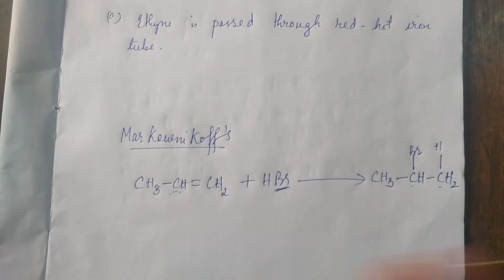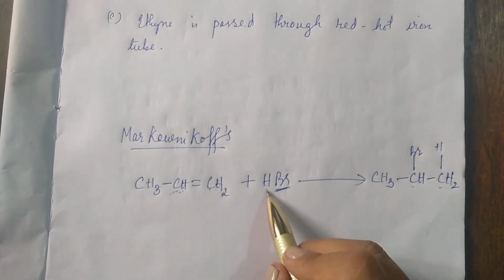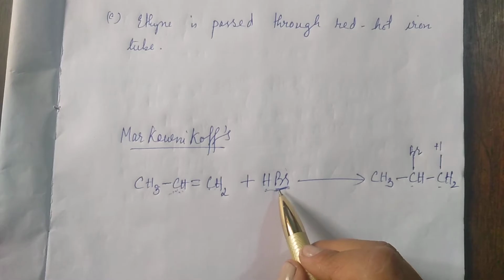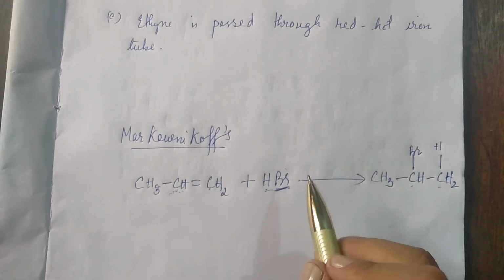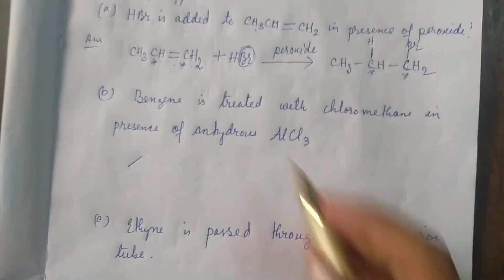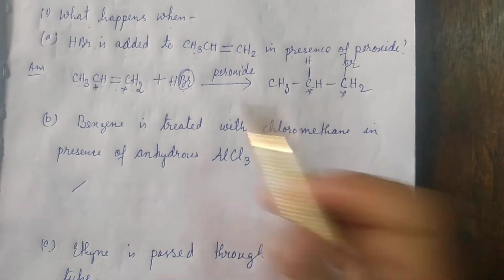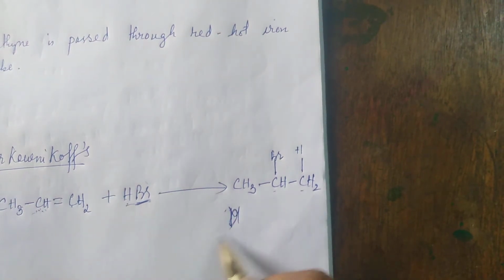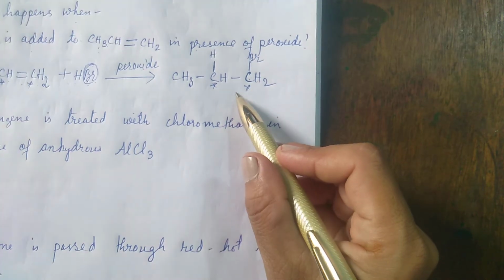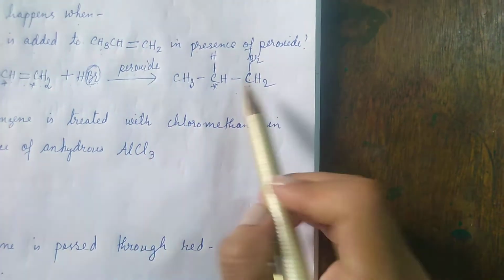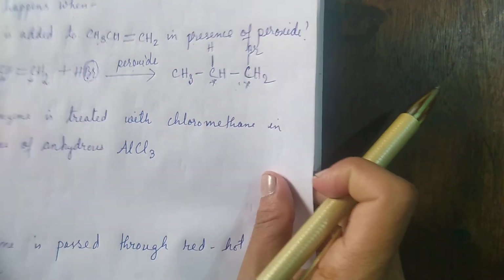How to identify Markovnikov's rule? It is an addition reaction. There will be addition of this reagent HBr, HX, and there will be no peroxide. Once peroxide comes here, it will go against Markovnikov. So peroxide means anti-Markovnikov.